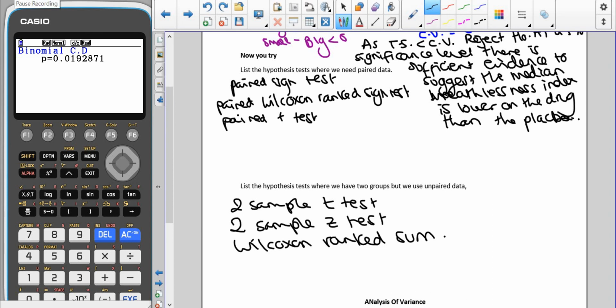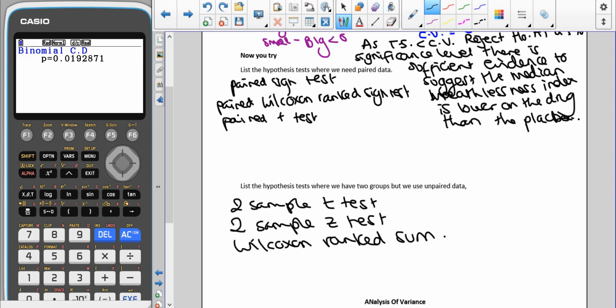So hopefully you've taken the time to have a think about the hypothesis tests that we've looked at. There's actually only 3 for each of these categories. So we had a look at the paired sign test, the paired Wilcoxon rank sign test. Both of those were in AS, in the distribution-free non-parametric tests. And this year we had a look at the paired t-test.